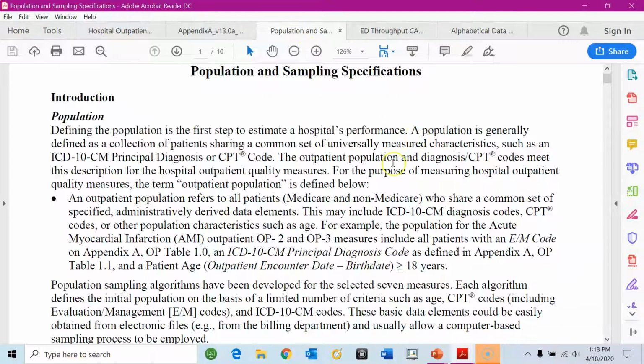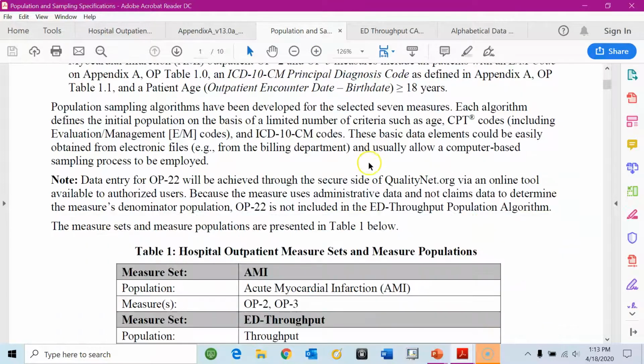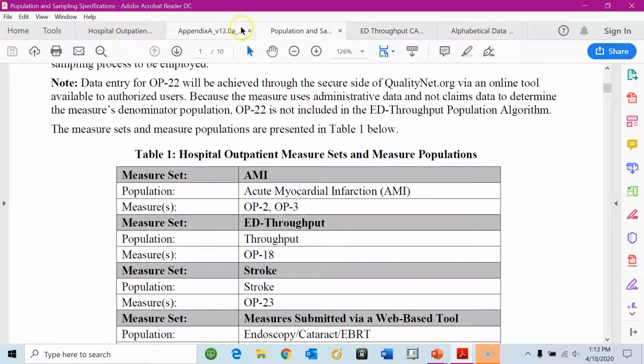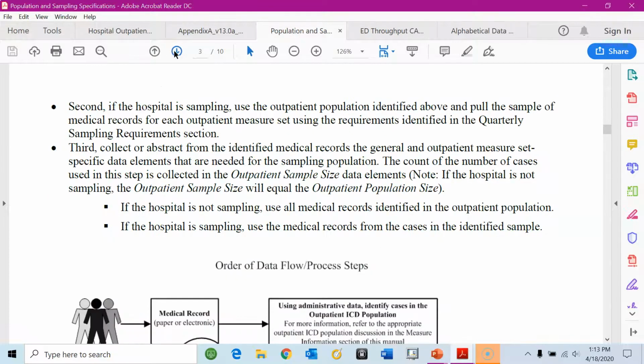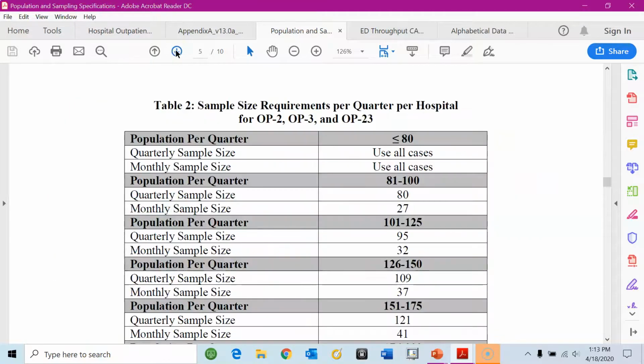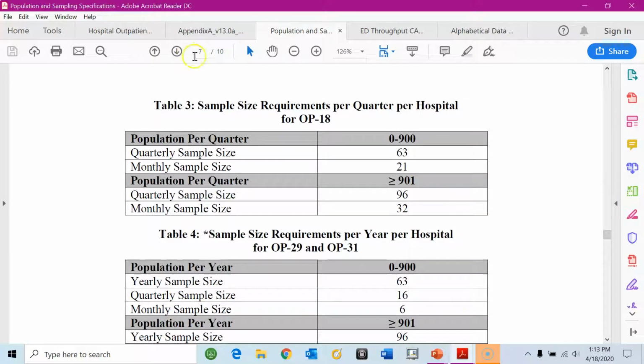This section talks about what a population is. I'll let you read all of that. I'll get you to where you want to go to determine the size, because there are different tables for different outpatient measures. But for OP-18, which is what we're doing here, this is the table.